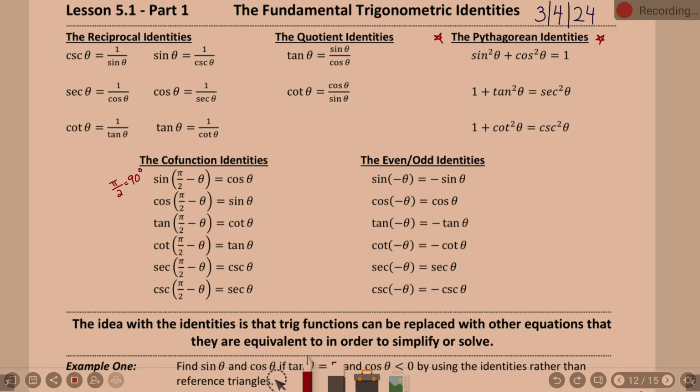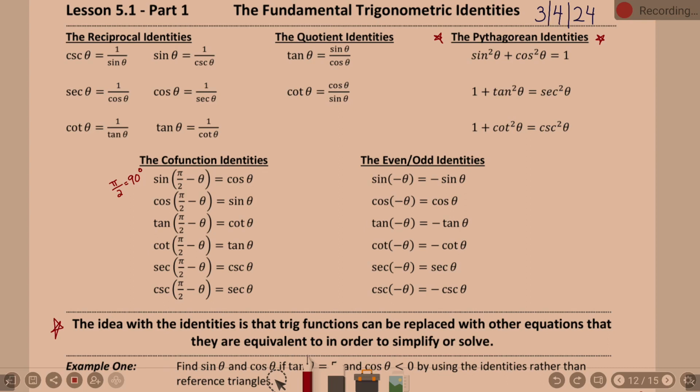But basically, your even odd identities say, okay, if there's a negative with my angle, how can I pull it out? Does that negative get pulled out and make my function negative, or does that negative get pulled out and make my function a positive? And that's what I'll end up doing. Okay, so these are ones to be familiar with. We'll reference them and use them quite a bit.